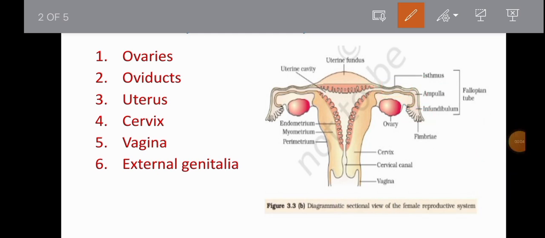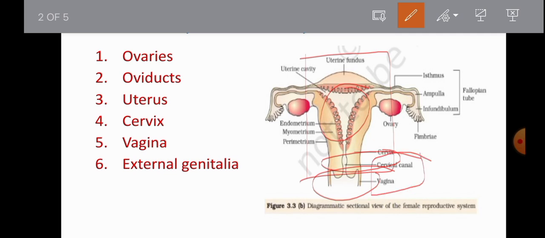Okay, now let's move on to the uterus. The uterus is single and it is also called the womb. The shape of the uterus is known as inverted pear shape, and it is supported by ligaments attached to the pelvic wall. This uterus opens to the vagina through a cervical canal. This cervical canal and vagina together are known as the birth canal.